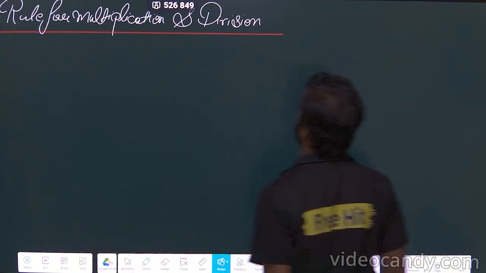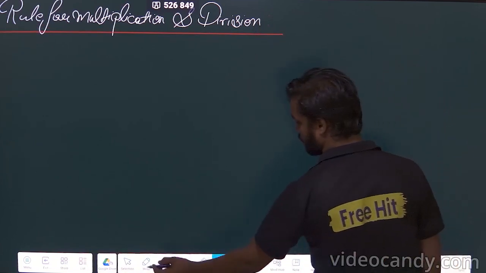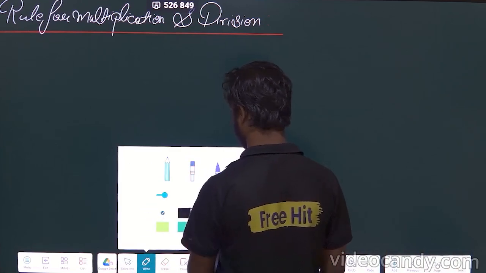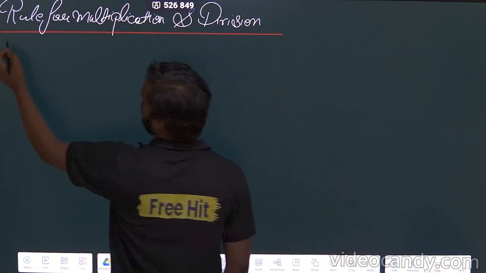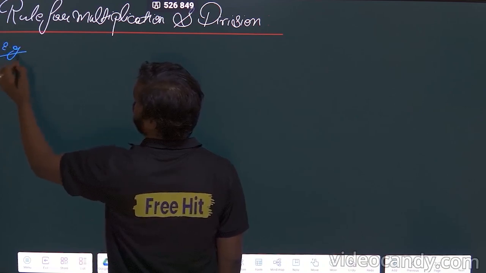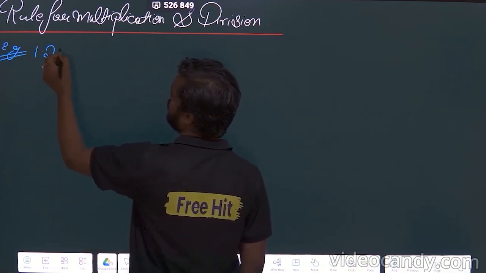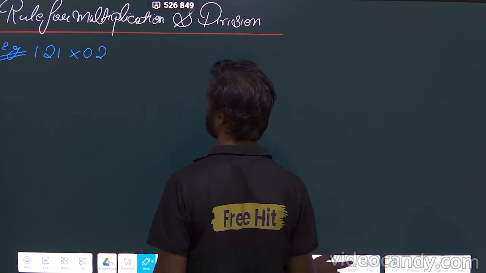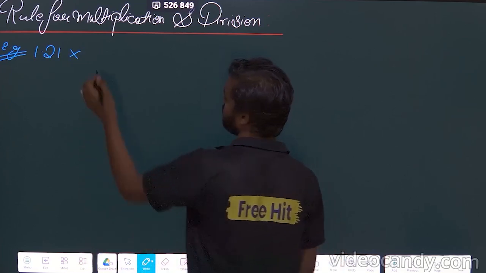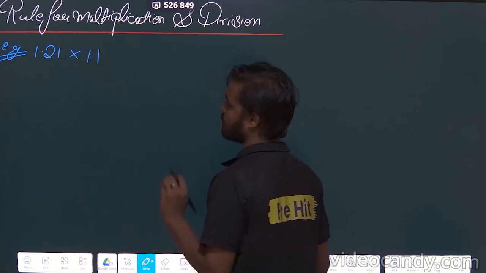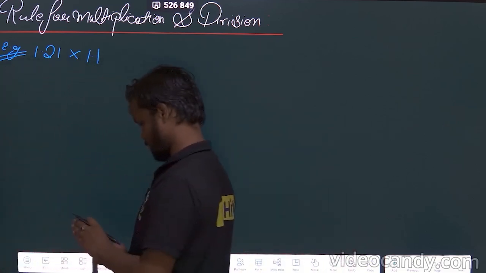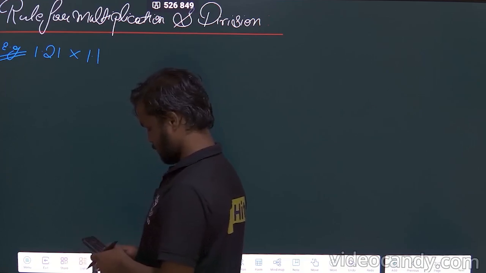Now what is the rule? Let's see what the rule says. For example, suppose I multiply 1.21 with 0.2, or I multiply with 1.1. Let me make it simple. So what is the normal multiplication? If you multiply normally 1.21 with... I can use a calculator, you can't use a calculator.